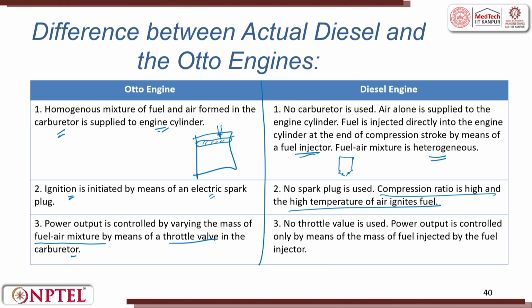The power output is controlled by means of the mass of the fuel injected by the fuel injector. So, the amount of fuel getting injected. So, here what happens? The throttle, whatever I said as the accelerator, is directly connected to the fuel injector. So, it is a very interesting thing.